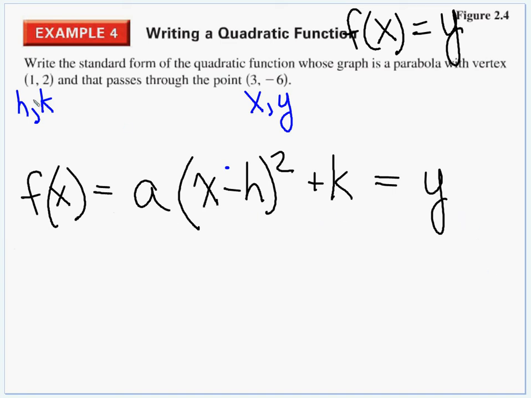So let's see here, I'll sort of color code this. H and k, that's our center or our vertex of our parabola. So the h is going to turn into a 1, the k is going to turn into a 2. So this h is going to be a 1, and this k, we can keep the plus, that's going to be a 2.